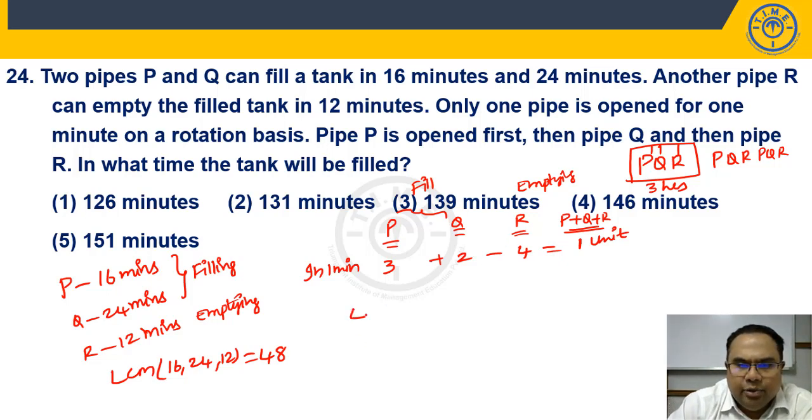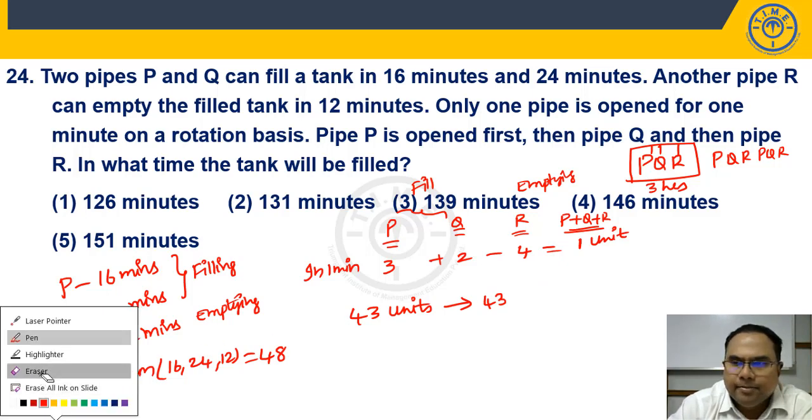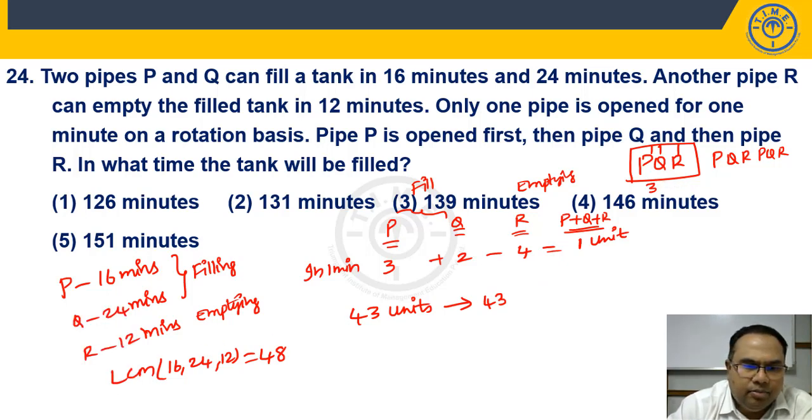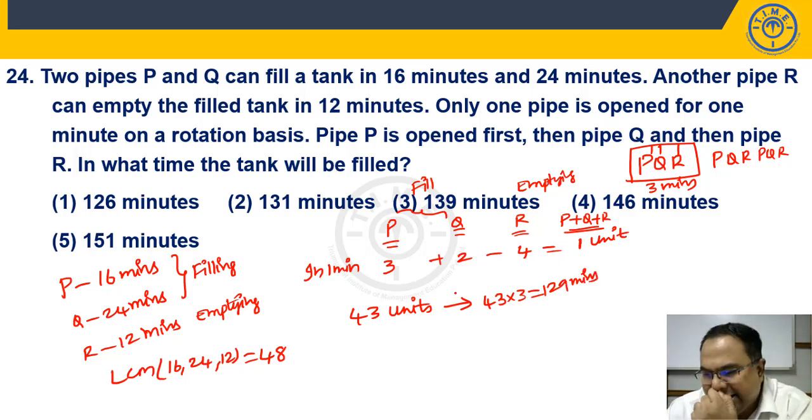So 43 units. I have to fill total 48 now. 1 unit takes 3 minutes. So 43 units, 43 into 3, 129 minutes. Then what happened after 129 minutes? We still have 5 units left over.